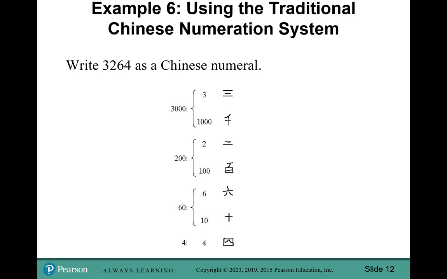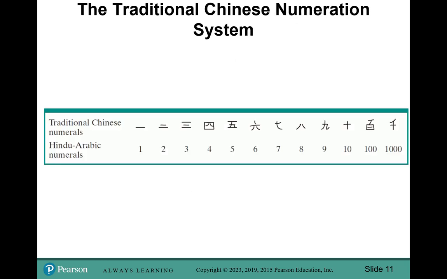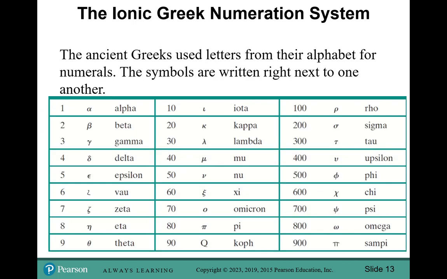The 3,000 will be represented by the 3 dash here, and then the 1,000 will be represented by this caricature. The 2 with the 2 dash, the 100 by the 100 caricature here, the 6 by the 6 caricature, the 10 by the 10 caricature, which kind of looks like a cross, and the 4 by the square caricature down here at the bottom. This one is definitely beneficial if you refer back to the numeration chart that you will have access to if needed.